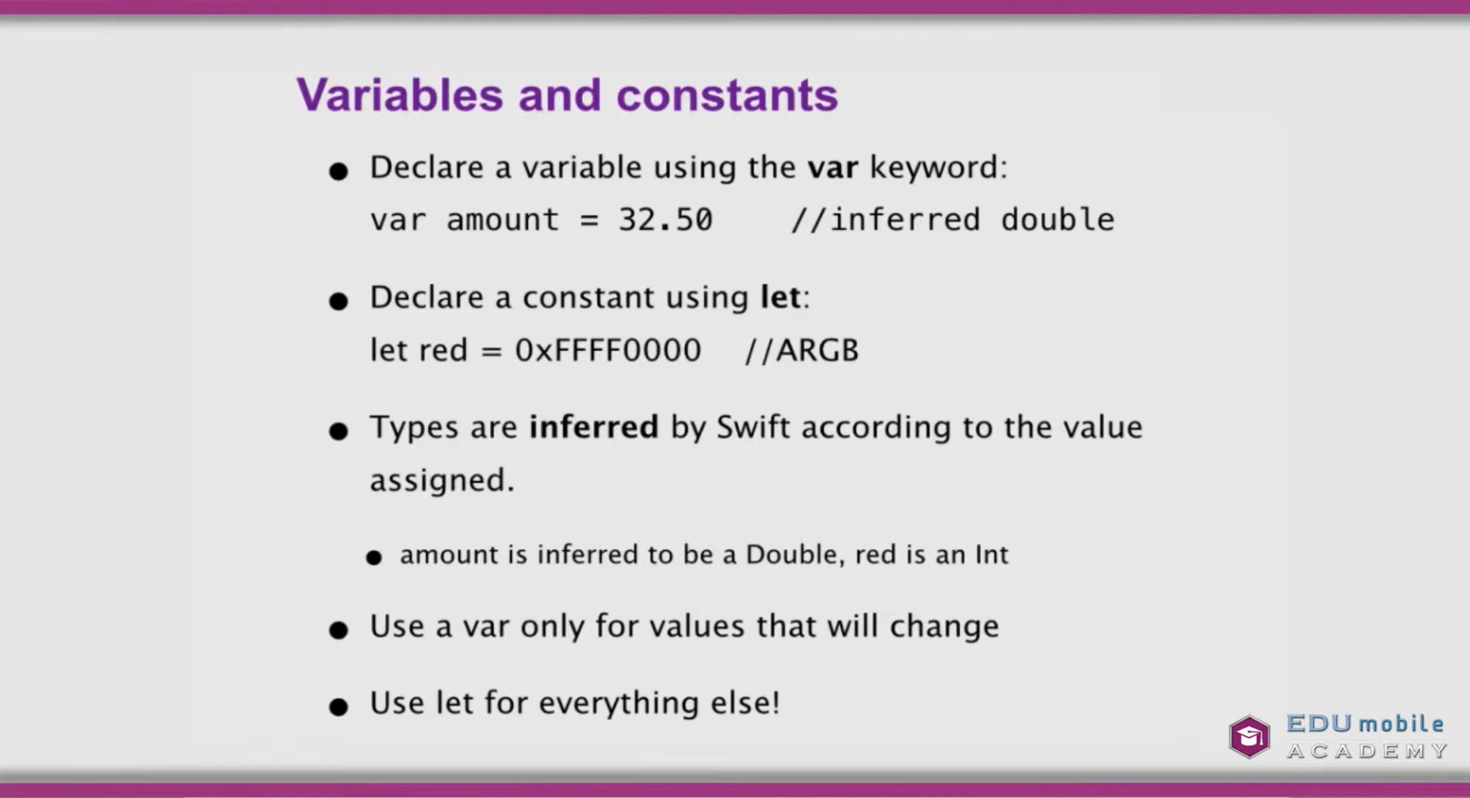So why do we have variables and constants? Of course, we have constants in other languages. We have constants in C and so forth. The idea here is to use var only for values that will change and to use let for everything else. So variables should only be things that will have changing value in our application, whereas everything else should be declared as a constant. And this way, we have a little bit more safety imposed by Swift.